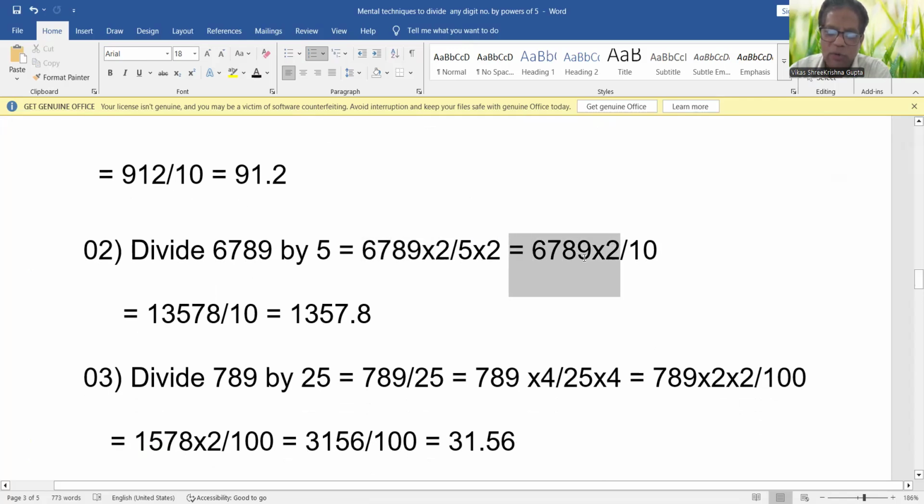All the numbers belong to group B. It means every time you have to add 1 before writing the product. So 6 into 2 is 12, just add 1, it becomes 13. Then 7 into 2 is 14.